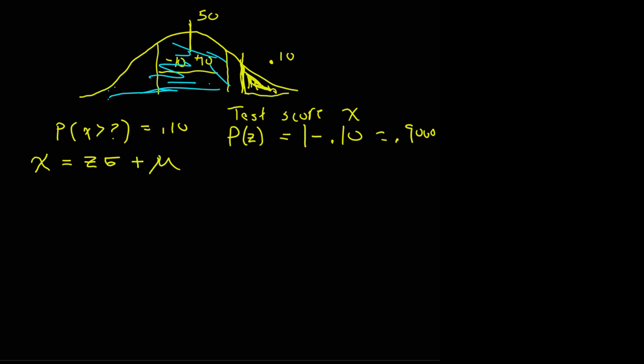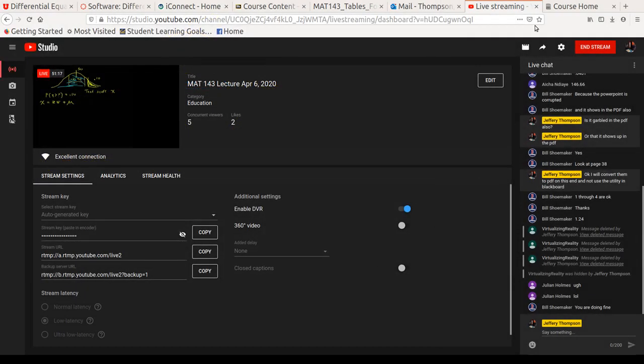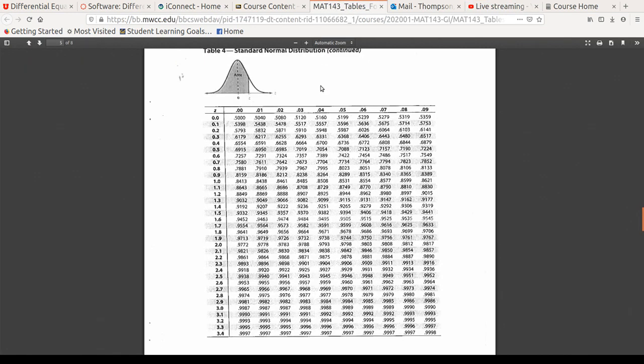So let's go back to our table. We need to find 0.90. There's 0.9032. We're somewhere in between these two values. This one is definitely closer to it than this one. So I would use, and notice we have to estimate, 0.9 is somewhere in here.